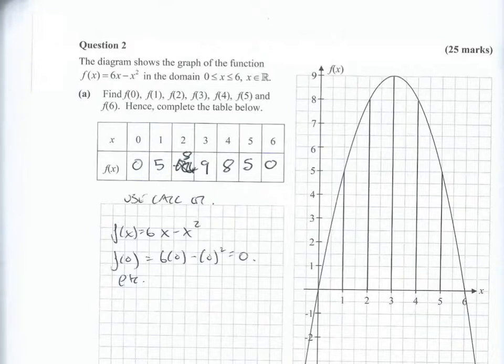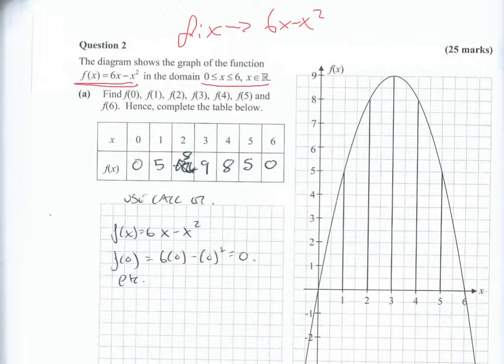The second question in 2013 then was a functions question, and basically the diagram shows the graph of the function. There's your function there. Now remember, they can say f colon x maps is such that x maps to 6x minus x squared. So there's another way of saying the function, but in this question they gave it like this. In the domain, x is greater than or equal to 0 and less than or equal to 6. X is from the set of real numbers. Don't worry about that too much.